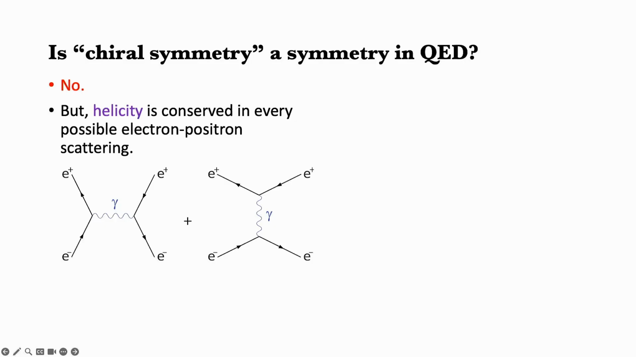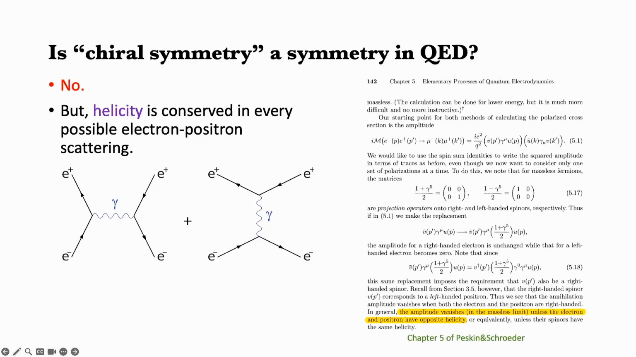So when I first learned helicity conservation in QED, I learned it from Peskin and Schroeder. This is chapter 5 of Peskin and Schroeder, where the upshot is that the amplitude vanishes unless the electron and positron have opposite helicity. And the way they derive it, as you can see here, is to move the gamma 5 matrix from one end of the trace to the other end of the trace, and you get a minus sign unless the helicity is conserved.